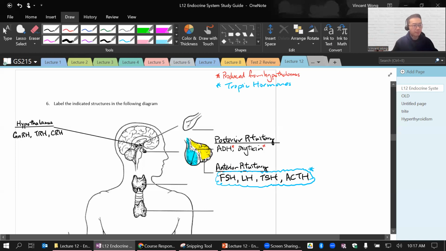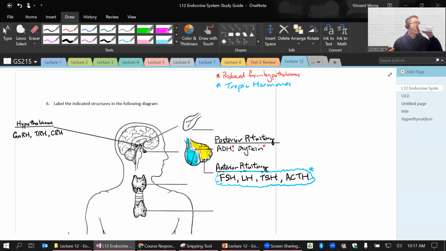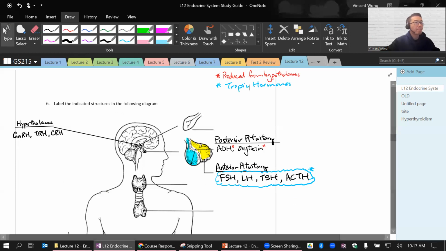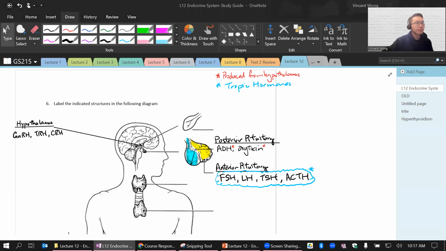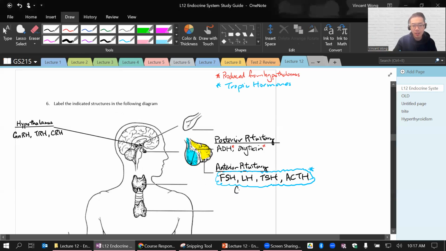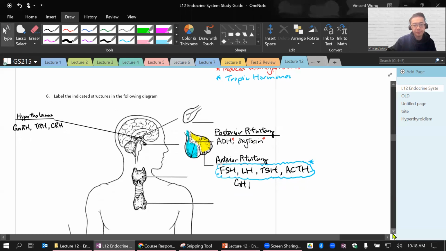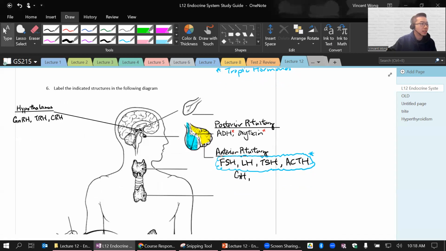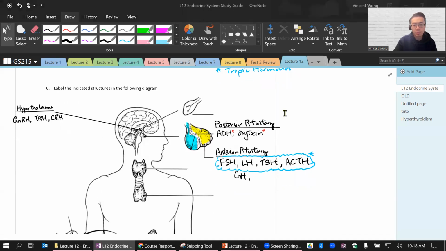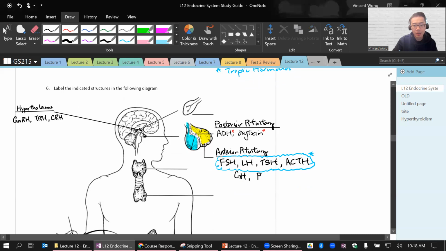And we have the non-tropic ones, 2 of them. What are they? Help me, please. GH, the growth hormone. Very good. Remember the picture with the tallest man and the shortest woman in the world? GH. And what's the other one? It's related to oxytocin in terms of function. Yes, prolactin, PRL. Very good.